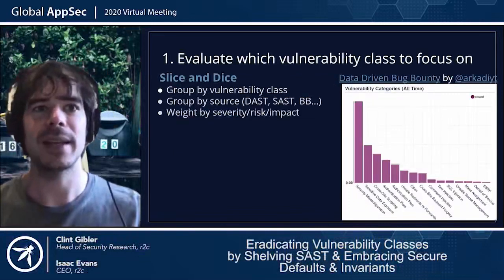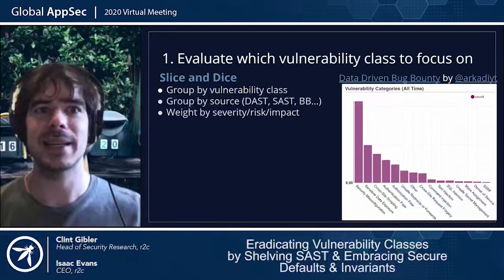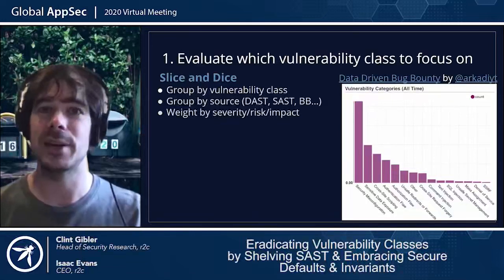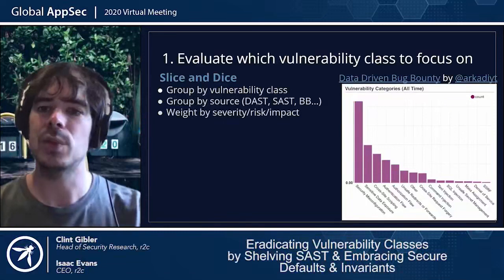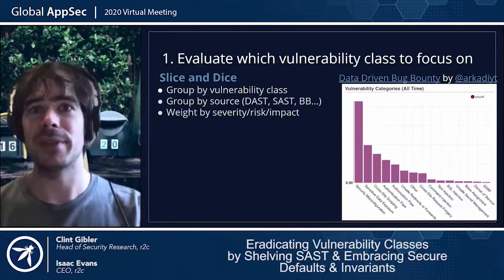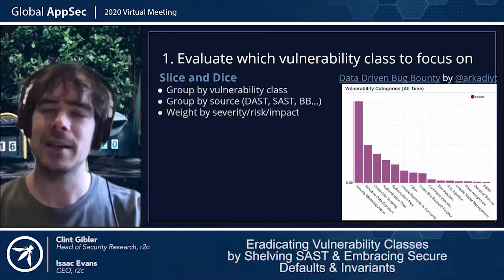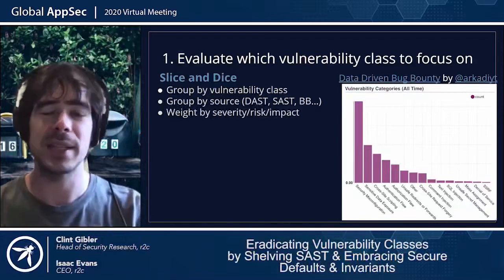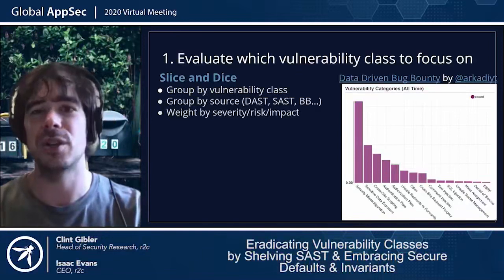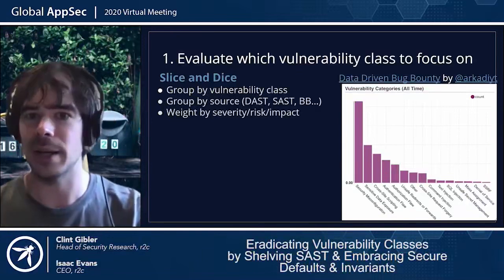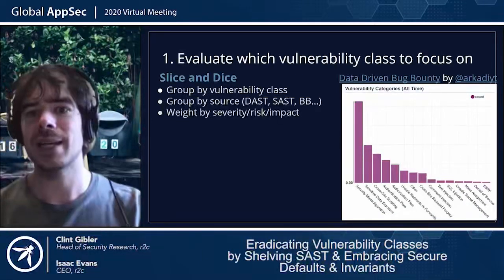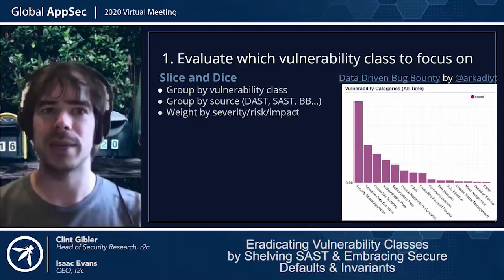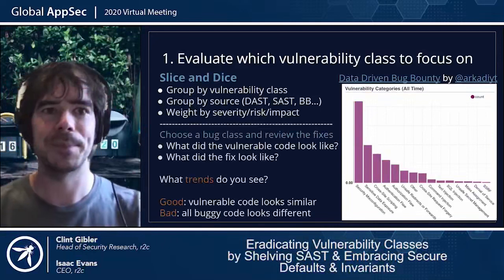Okay, so once you have this input set, I would encourage you to slice and dice it. You could group by vulnerability class or what found it, and maybe you want to weight by the severity and risk. So one example of a number of things you can do once you have nice vulnerability data was described by Arkady in his talk, Data-Driven Bug Bounty. This is just one of the figures from the talk. I would encourage you to check it out. But you can see here, security misconfiguration and sensitive data exposure seem to be the most prevalent issues. So maybe we want to focus there, or at least examine it.